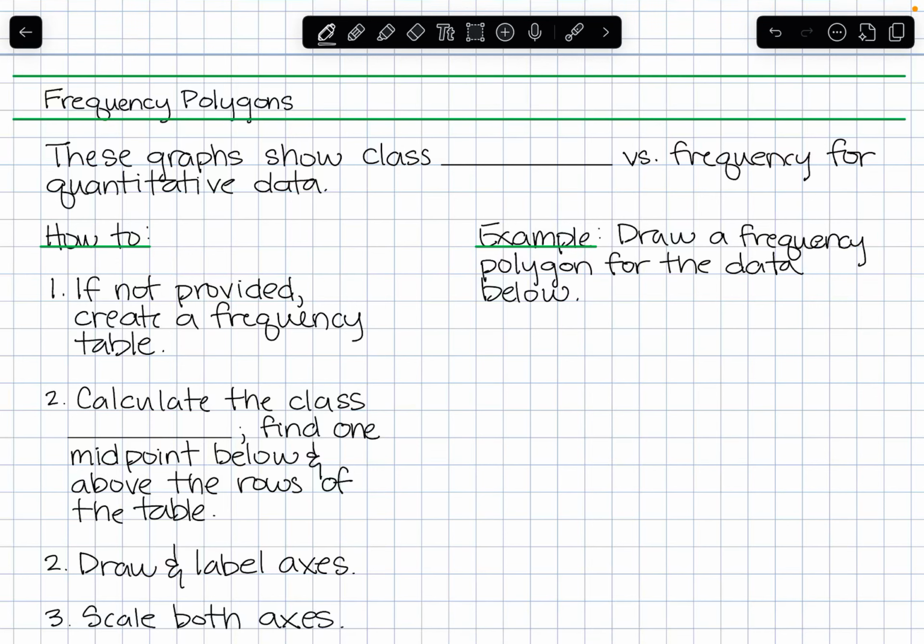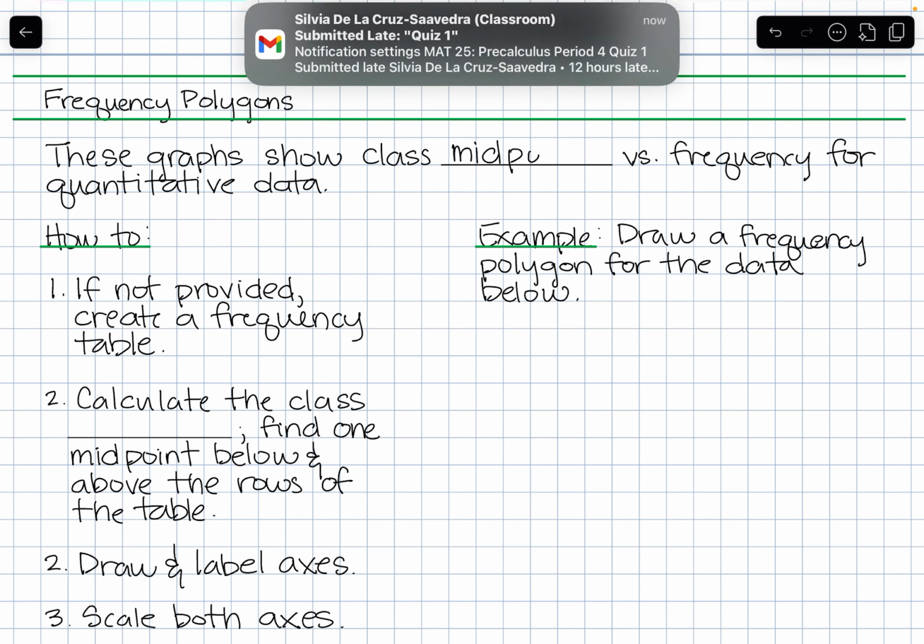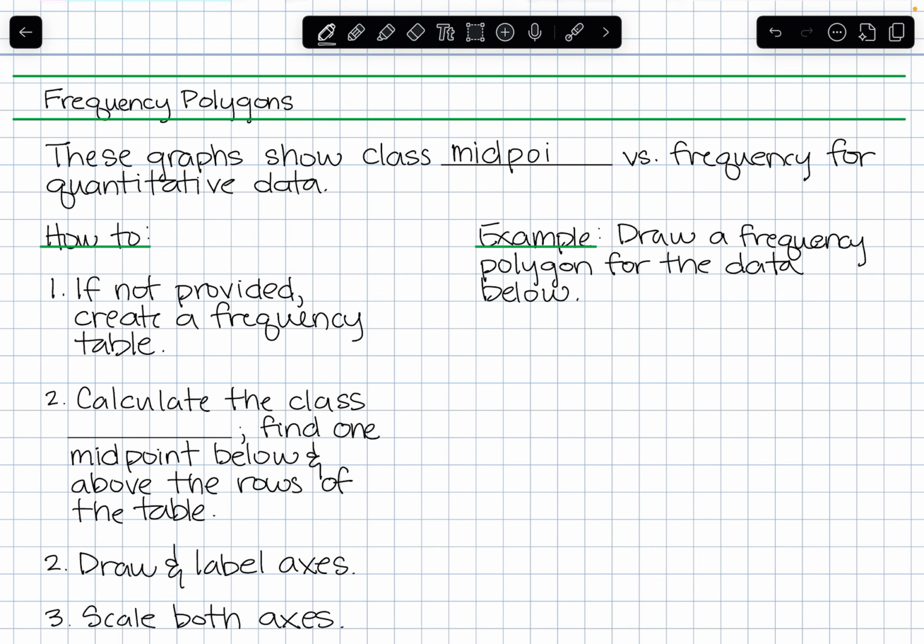In this video, we're going to talk about another type of graph that derives from a frequency table, and that's called a frequency polygon. These graphs show class midpoints versus frequency, as opposed to class limits or class boundaries versus frequency. You'll notice that these, just like our last types of graphs, are for quantitative data.